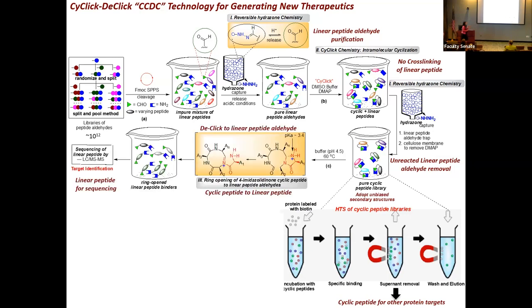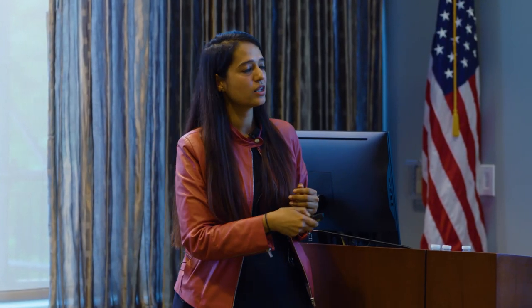For that, we developed another technology which we call D-click. Click is forming the macrocycle, and D-click is opening a macrocycle. Once we open it, we can sequence it by using LC-MS-MS analysis. So by using this method, we can generate these libraries of compounds.